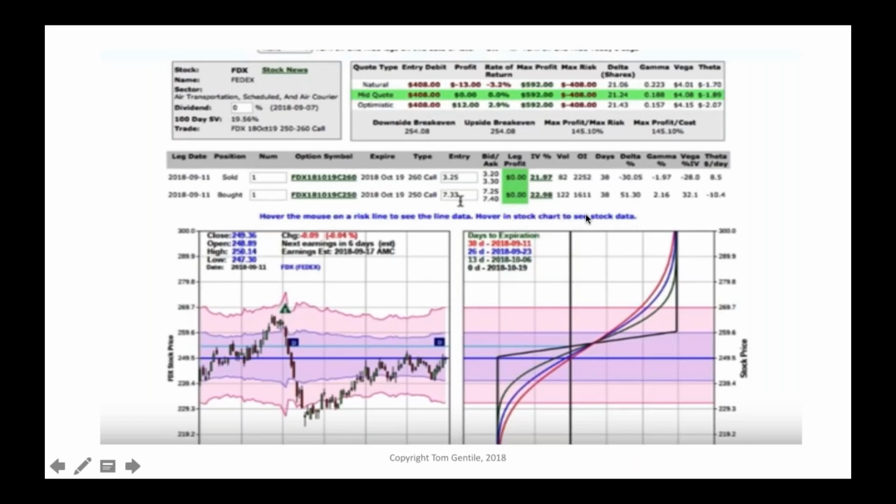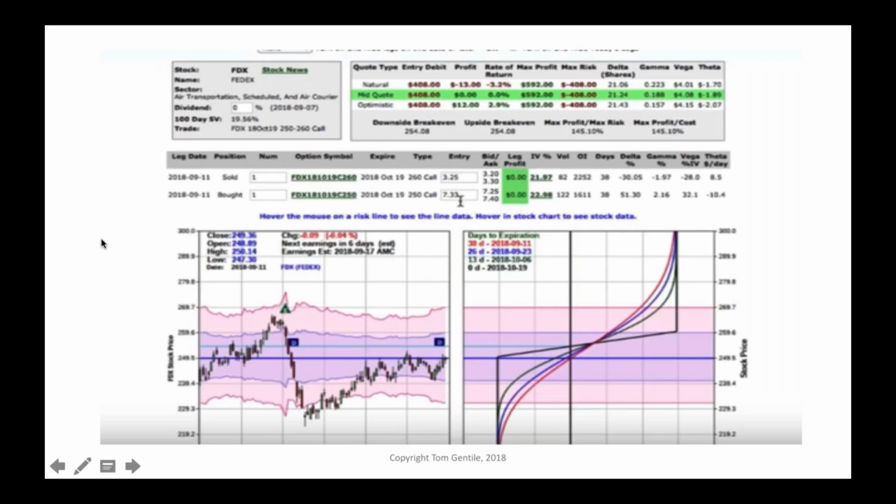Yesterday, this trade was actually up about 30%. Today, it's not up 30% anymore, because the earnings have come out and the stock has dropped, but also the volatility in the options has gotten squeezed quite a bit too.